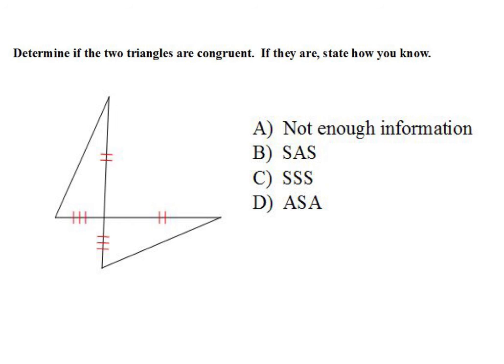Determine if the two triangles are congruent and state how you know. Before selecting your choices, please remember to also take into account information you have learned previously in geometry. So for example, vertical angles might exist in this image, and if they exist, then that might tell you another piece of information in order to say these two triangles are congruent.